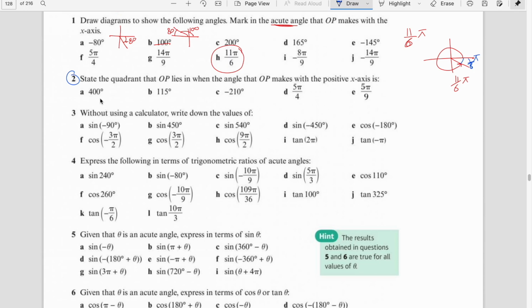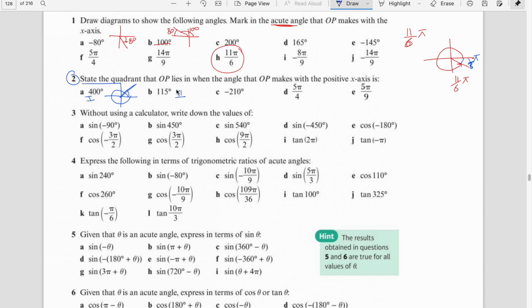Question 2 says state the quadrant that OP lies in when the angle OP makes with the positive x-axis. So 400. One complete circle is 360, and the difference between 360 and 400 is 40 degrees. So we move 40 degrees more. It lies in the first quadrant.